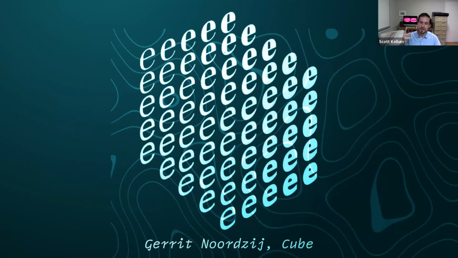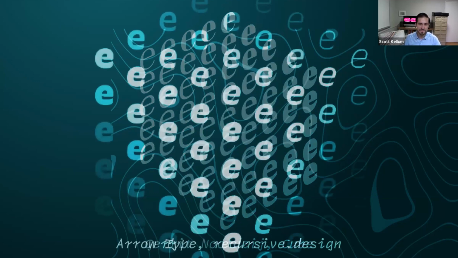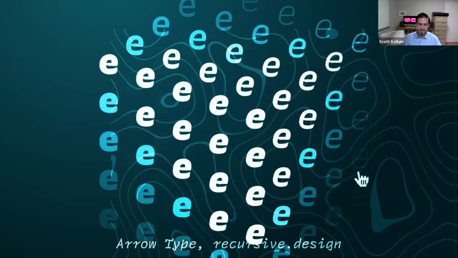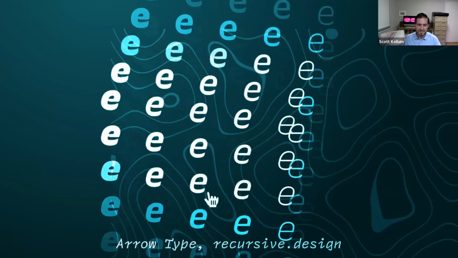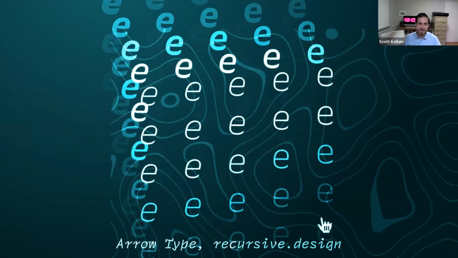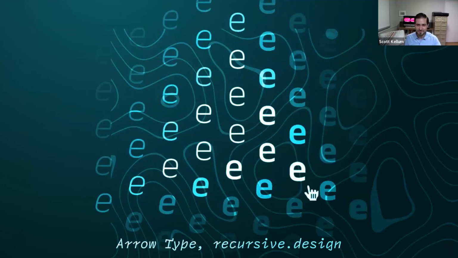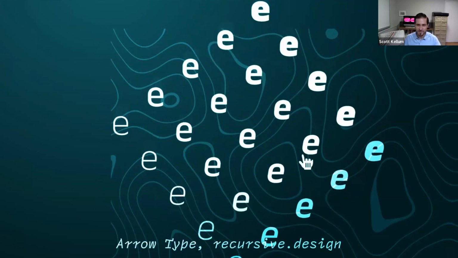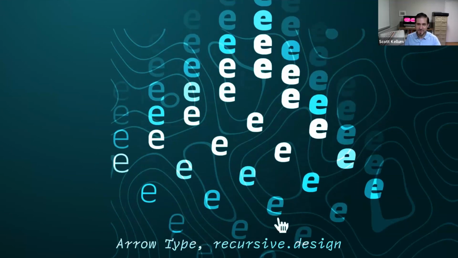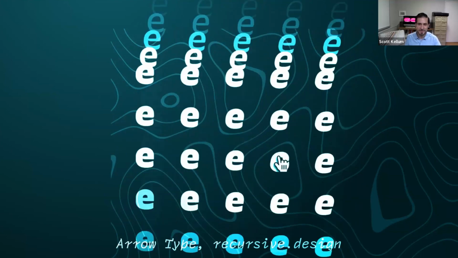Garrett Norchai created this graphic, and it is sort of the interpolation across the design space of an E within a typeface. So you could see this variation, this multidimensionality of how type designers think about what they are working with. Arrow type, for their Recursive release, this is at recursive.design, built a really interactive, really fun version of this Norchai cube that you can play around with and see in 3 dimensions what this design space looks like.